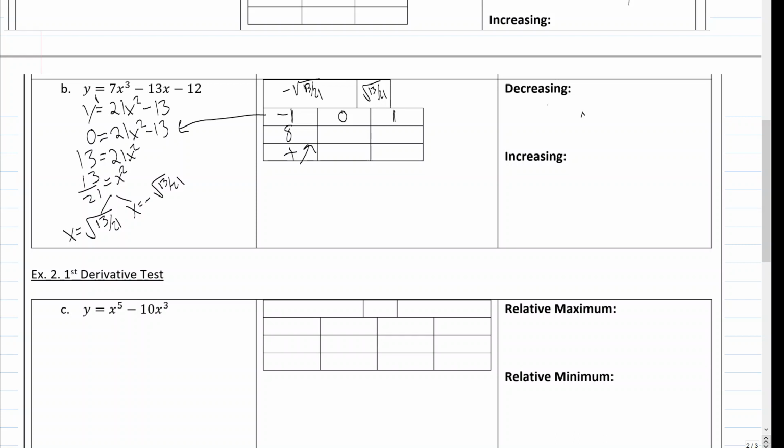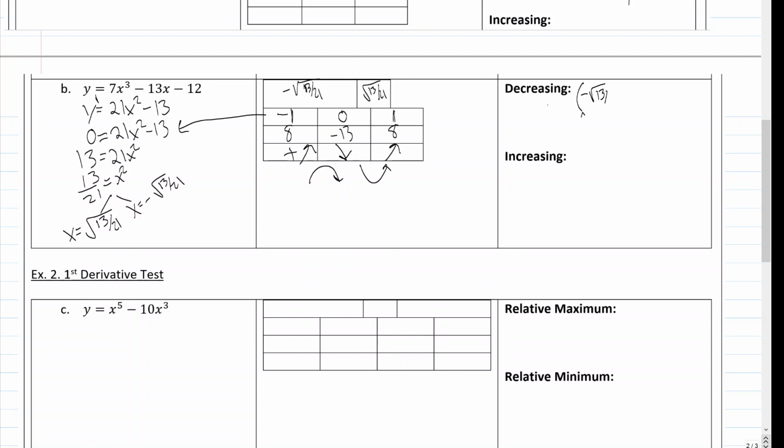If I plug in 0, I get -13. That's decreasing. That's negative. And if I plug 1 in, I get positive 8. That is increasing. And so you can see I very clearly have a maximum here and a minimum here. If I do my increasing and decreasing intervals, they're pretty easy here. We're only decreasing in between those two janky numbers.